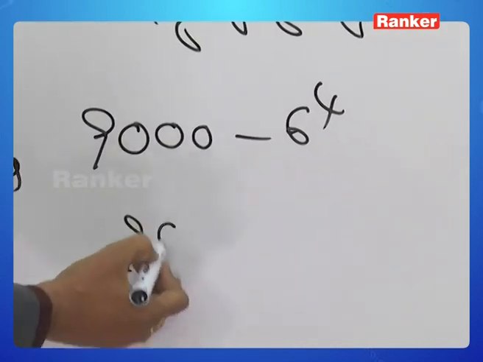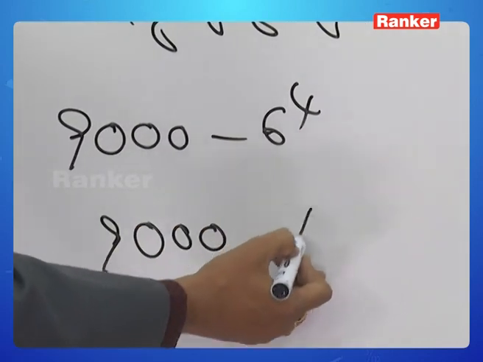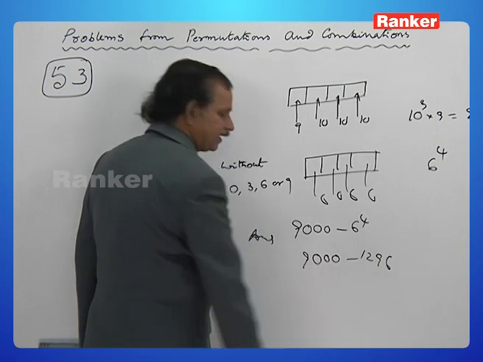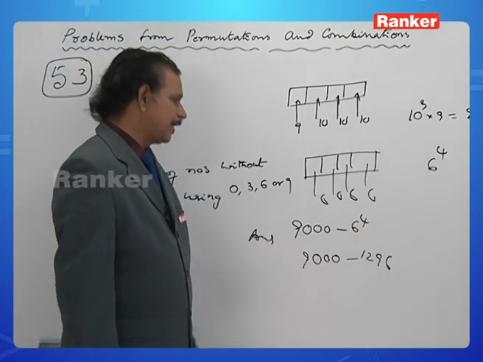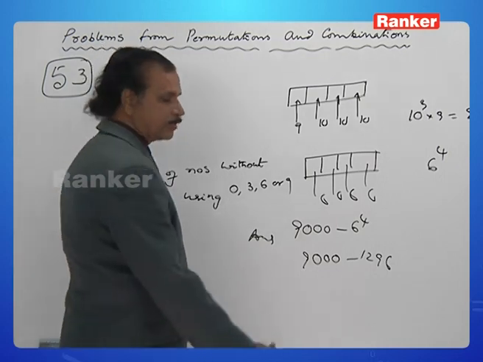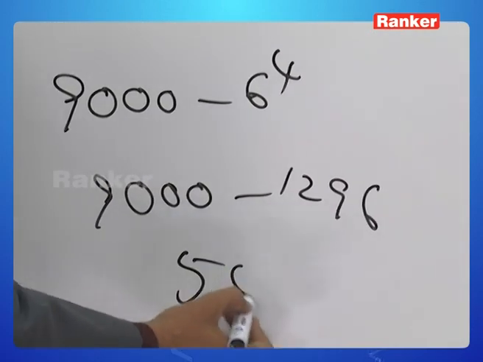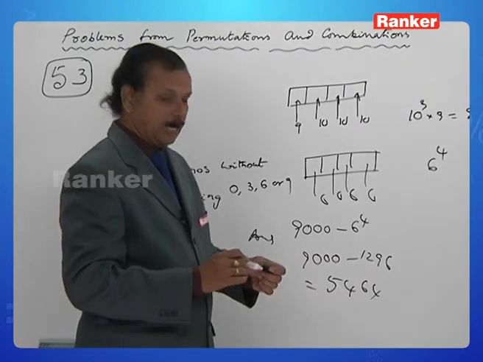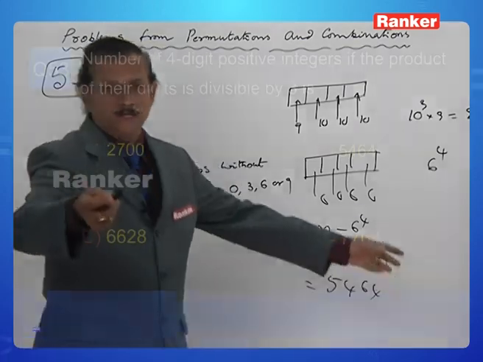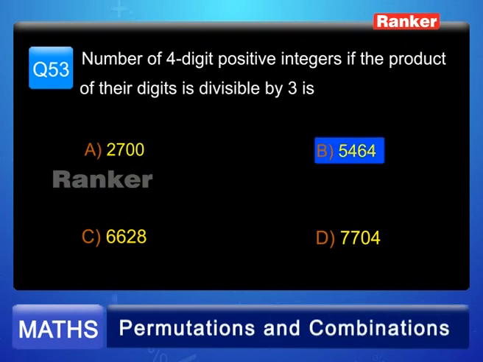4. But we know what 6 power 4 is. What is 6 power 4? 1296. If you subtract 1296 from 9,000, what are you going to get? You are going to get 5464. This is the right answer, and it is available in option B. The second option is the right answer. That is, 5464 is the correct answer for this question.